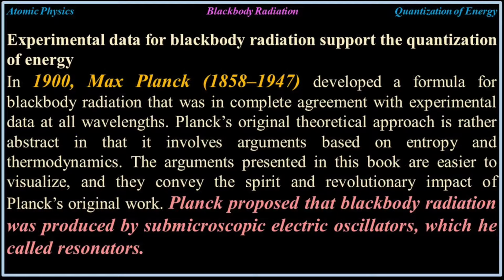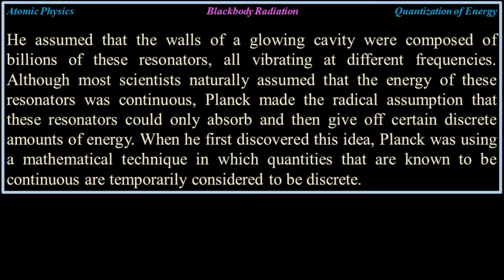Planck's original theoretical approach is rather abstract in that it involves arguments based on entropy and thermodynamics. The arguments presented in this book are easier to visualize, and they convey the spirit and revolutionary impact of Planck's original work. Planck proposed that blackbody radiation was produced by submicroscopic electric oscillators, which he called resonators. He assumed that the walls of a glowing cavity were composed of billions of these resonators, all vibrating at different frequencies. Although most scientists naturally assumed that the energy of these resonators was continuous, Planck made the radical assumption that these resonators could only absorb and then give off certain discrete amounts of energy.